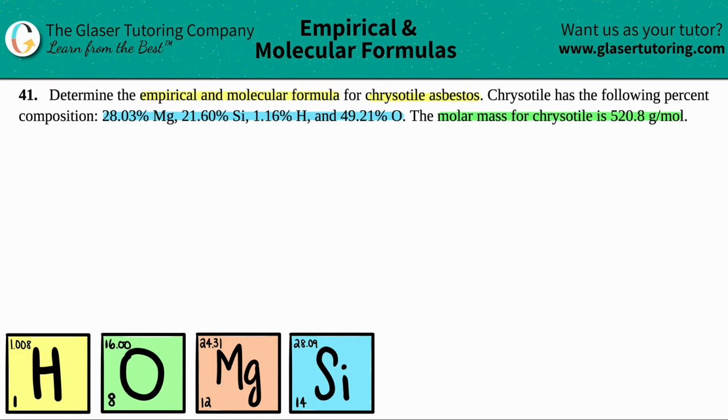Okay, whoa. 520.8 grams per mole. This compound, this chrysotile asbestos, is huge. Fun fact, chrysotile asbestos is a carcinogen for humans, right? It's one of the 6 types of asbestos that there are in the world.